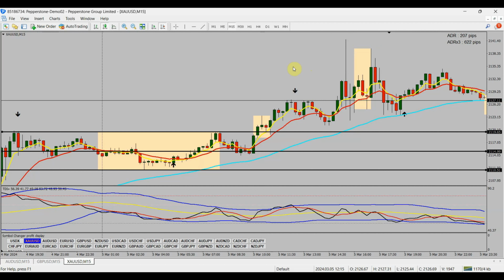All right, so I hope this helps. I hope you have a better understanding of the 3 types of setups that you can look for in the market, which is our type 1, type 2, and type 3 patterns.